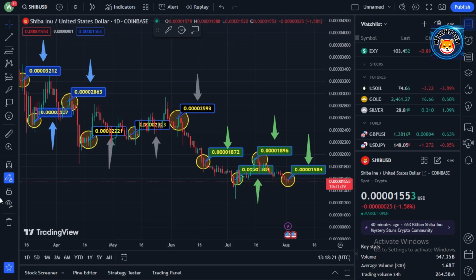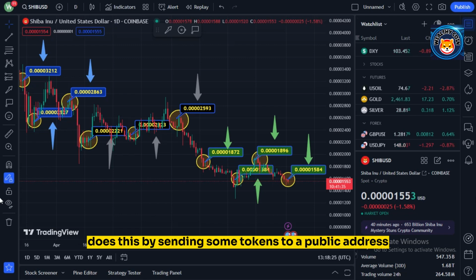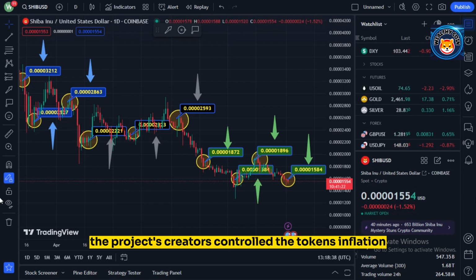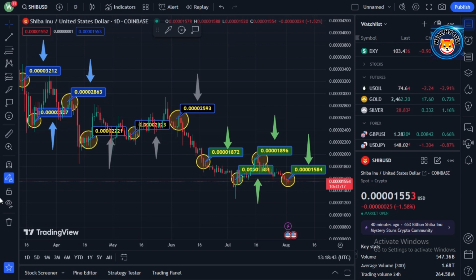The pace at which the entire supply of Shiba Inu tokens is depleted is known as the burn rate. Token burn does this by sending some tokens to a public address that does not have the private key. As a result, fewer tokens will be available for purchase and use. The original plan for the distribution of Shib tokens was to have them function like a limited edition stock. The project's creators controlled the token's inflation by burning half of the token supply and storing the other half.